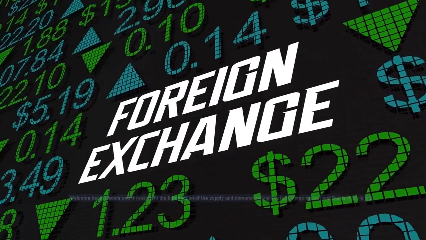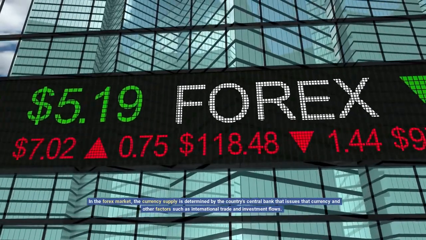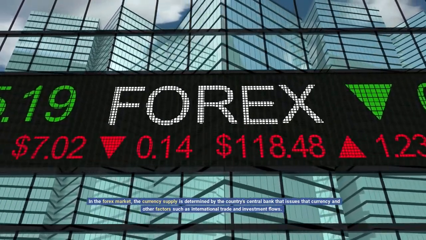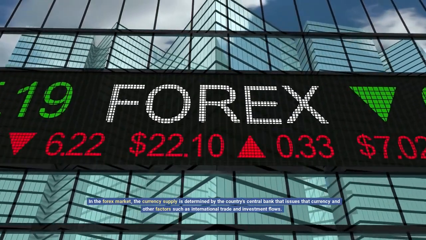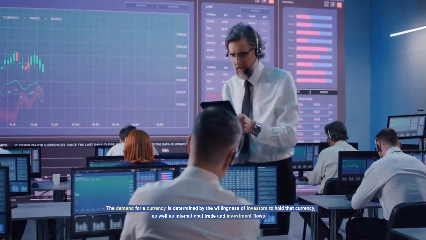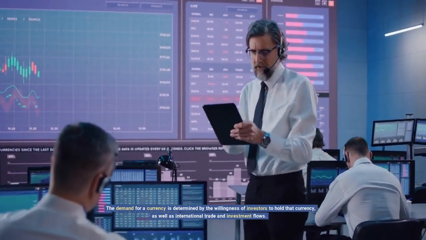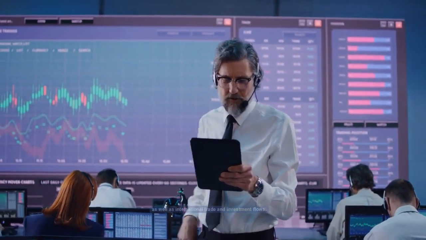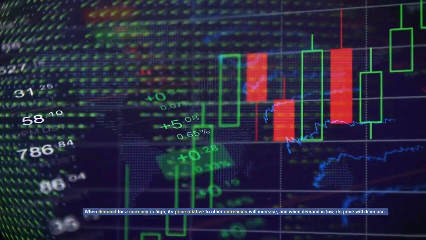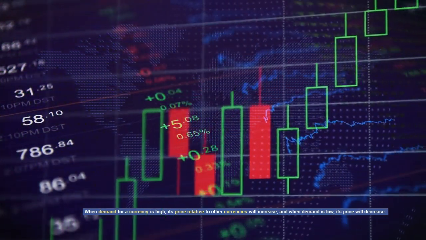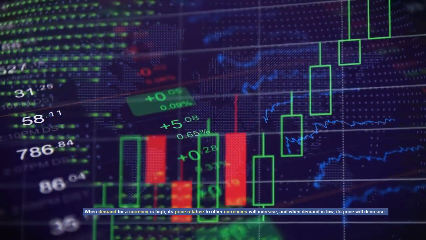In the Forex market, the currency supply is determined by the country's central bank that issues that currency and other factors such as international trade and investment flows. The demand for a currency is determined by the willingness of investors to hold that currency, as well as international trade and investment flows. When demand for a currency is high, its price relative to other currencies will increase, and when demand is low, its price will decrease.